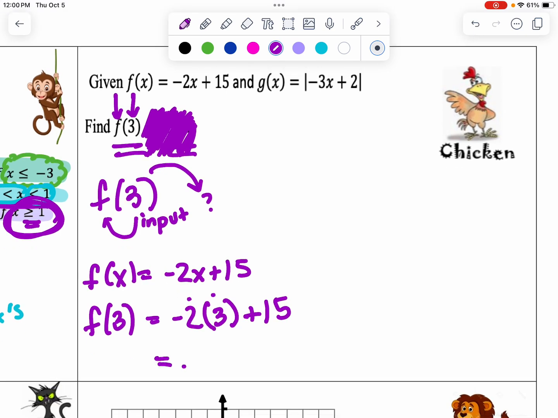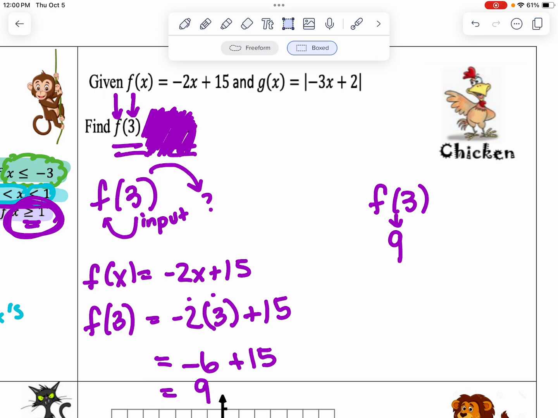So negative 2 times 3 is negative 6 plus 15. Negative 6 plus 15 is 9, and that's it. So f of 3 was 9. So 3 went in, 9 came out. All right, so that's not so bad.